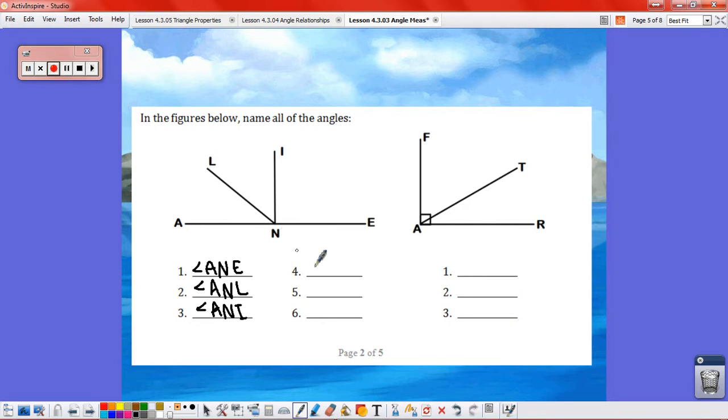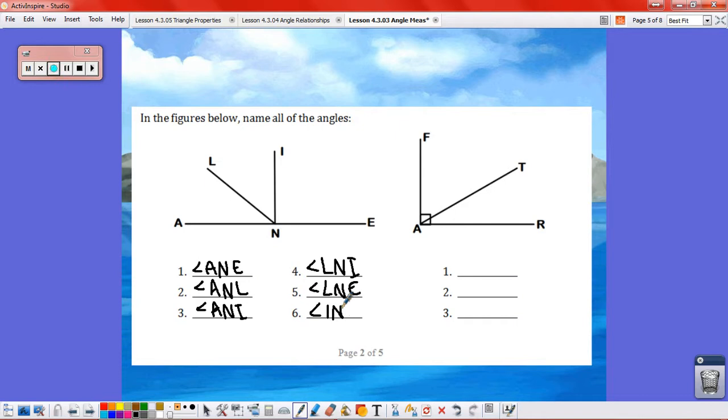Now I'm going to move to L, angle L and I. And I also have angle L and E. And we already did L and A, just backwards, so we're going to leave that one alone. And the last one here is angle I and E.